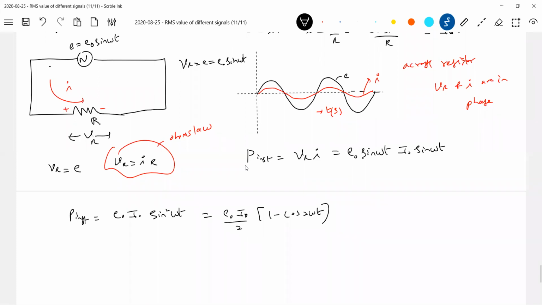So maximum the power, average power matters a lot. For some machines, mechanical machines, instantaneous power matters. But mostly the average power is very important. So therefore, let's go for average power. So first we'll plot this graph.